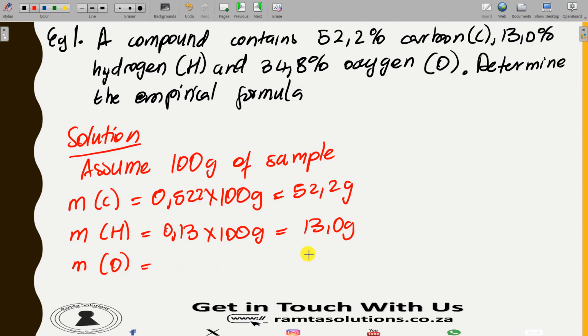And then oxygen. If you like, you can even take the difference of these in 100. Otherwise, you will say 34.8%, that is 0.348 times 100 grams. What is it? It is 34.